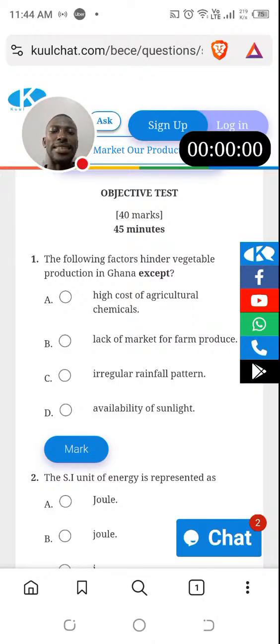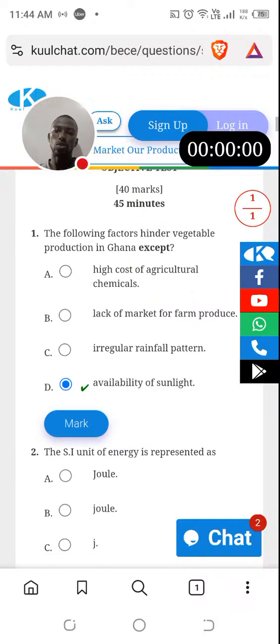The following factors hinder vegetable production in Ghana, except availability of sunlight. Good.